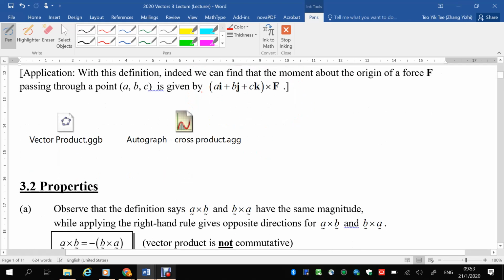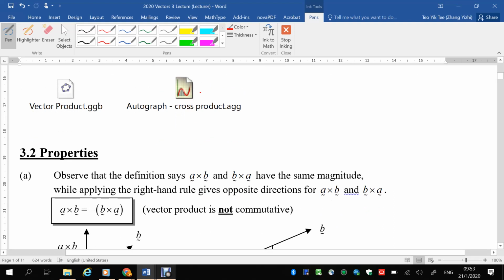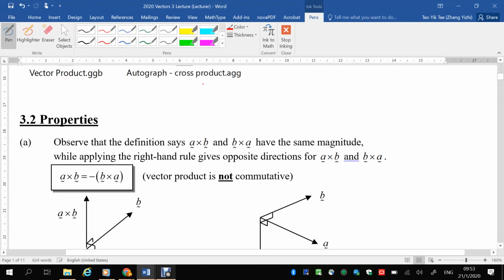Next item, same thing, this is your third set of properties. I reminded you, chapter 1 has one set of properties, chapter 2 has another set of properties, and this is your final set. 3.2, your properties pertaining to the cross product. Among all these properties, this is one of the most important ones. I boxed it up for you already.